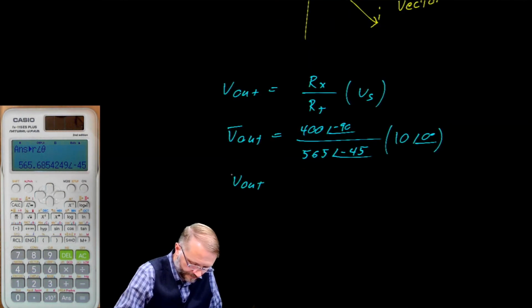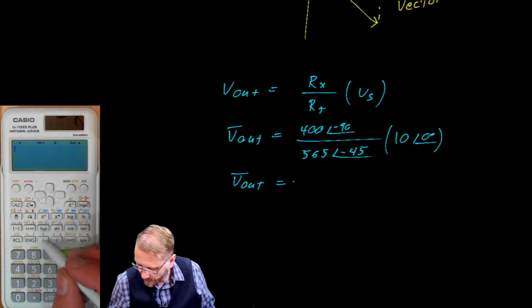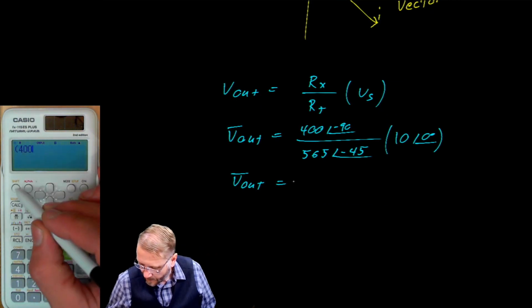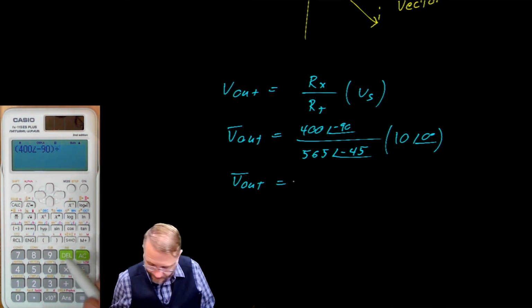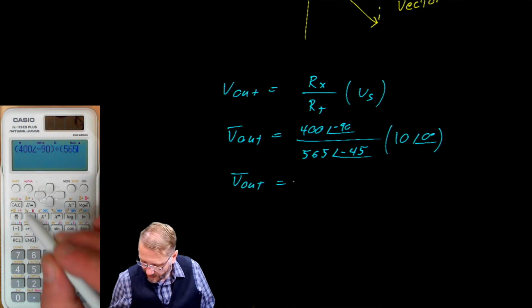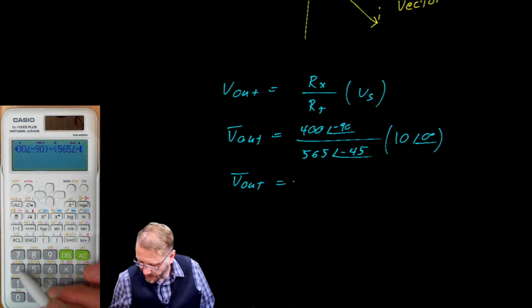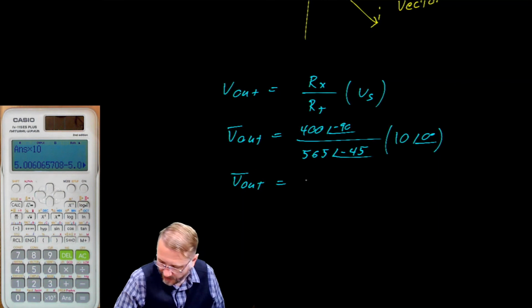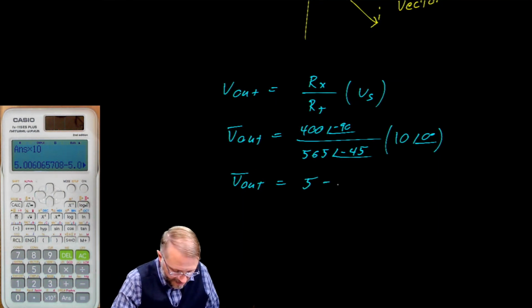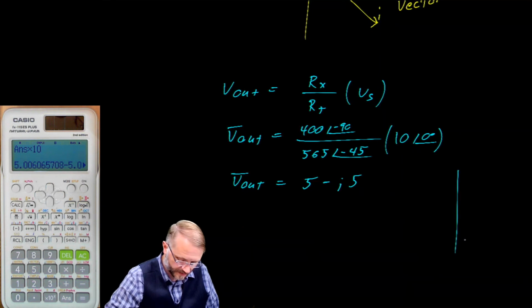V out is equal to, and then you come to your calculator, parenthesis 400 at a phase angle of negative 90 divided by parenthesis 565 at a phase angle of negative 45, close parenthesis, equals, times 10. And there it is. So it tells us the output voltage is 5 volts minus J5. So the voltage looks like that.